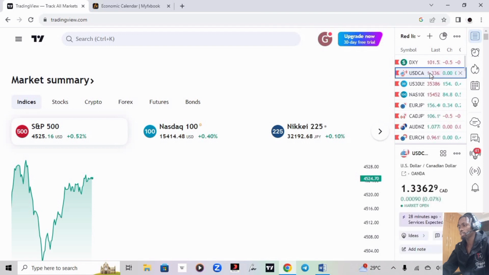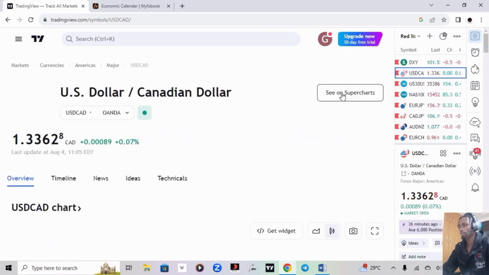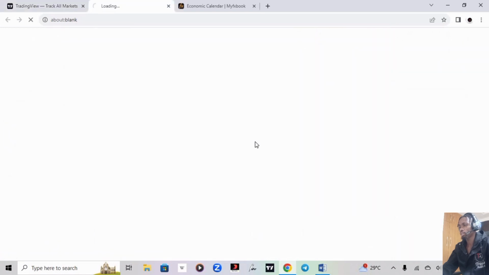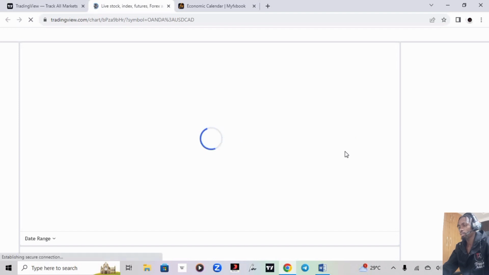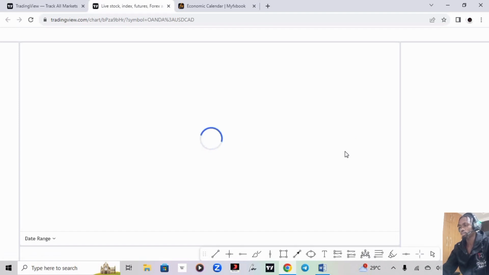We'll be checking USD pairs, but first, let me try to explain it. My chart is loading.